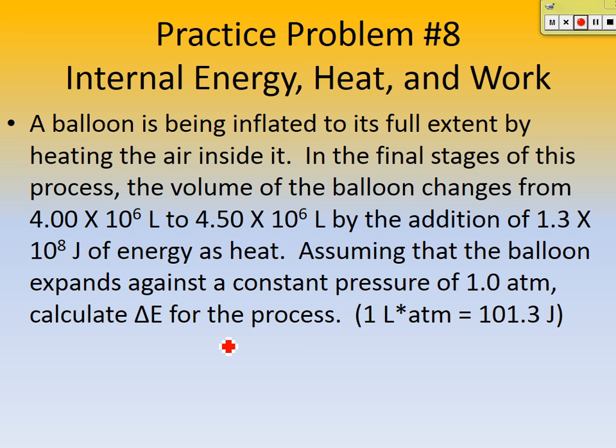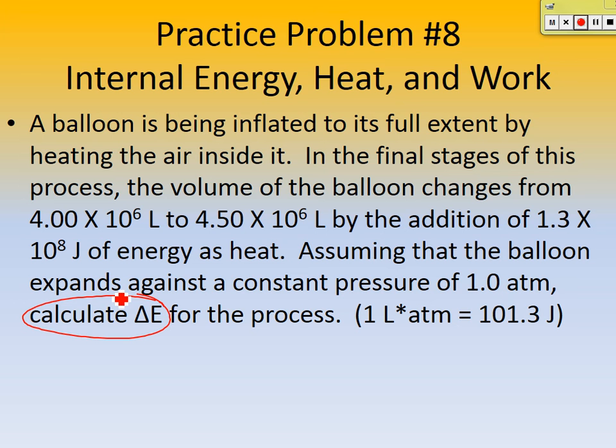Okay, it says, in the final stages of this process, the volume of the balloon changes from 4 times 10 to the 6 liters to 4.5 times 10 to the 6 liters. So it expanded by the addition of 1.3 times 10 to the 8th joules of energy as heat. So of course we've got to heat it up for that expansion to take place. That's the measurement of heat that they added to it. Assuming that the balloon expands against a constant pressure of 1 atmosphere, calculate delta E. Okay, so we need to calculate delta E for this process.